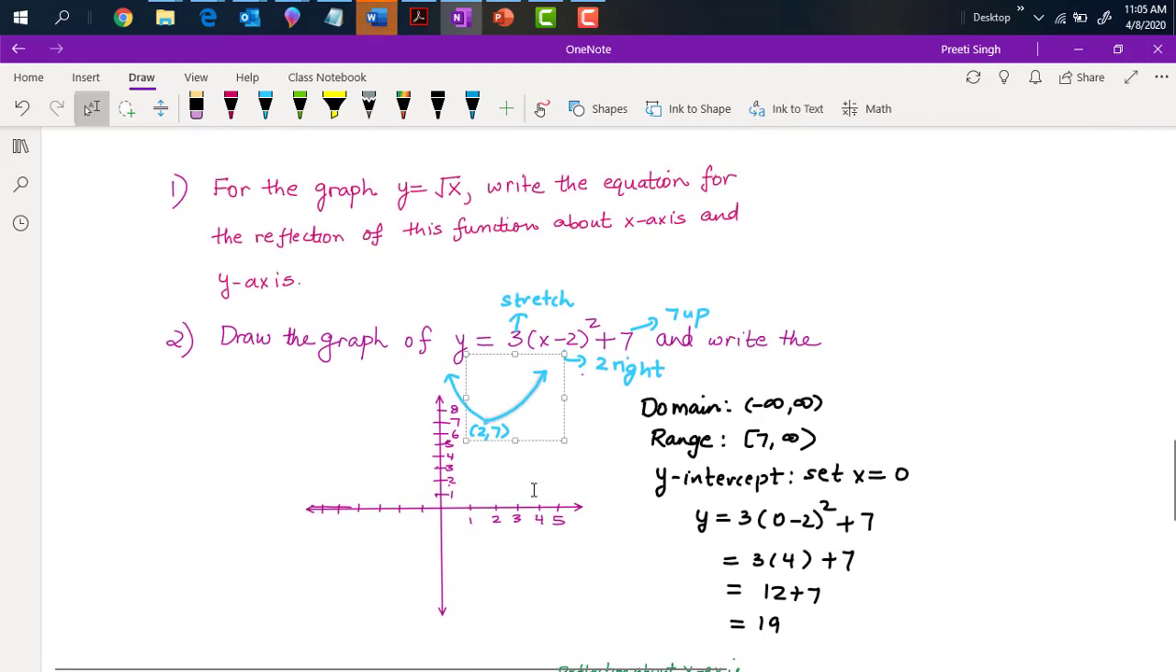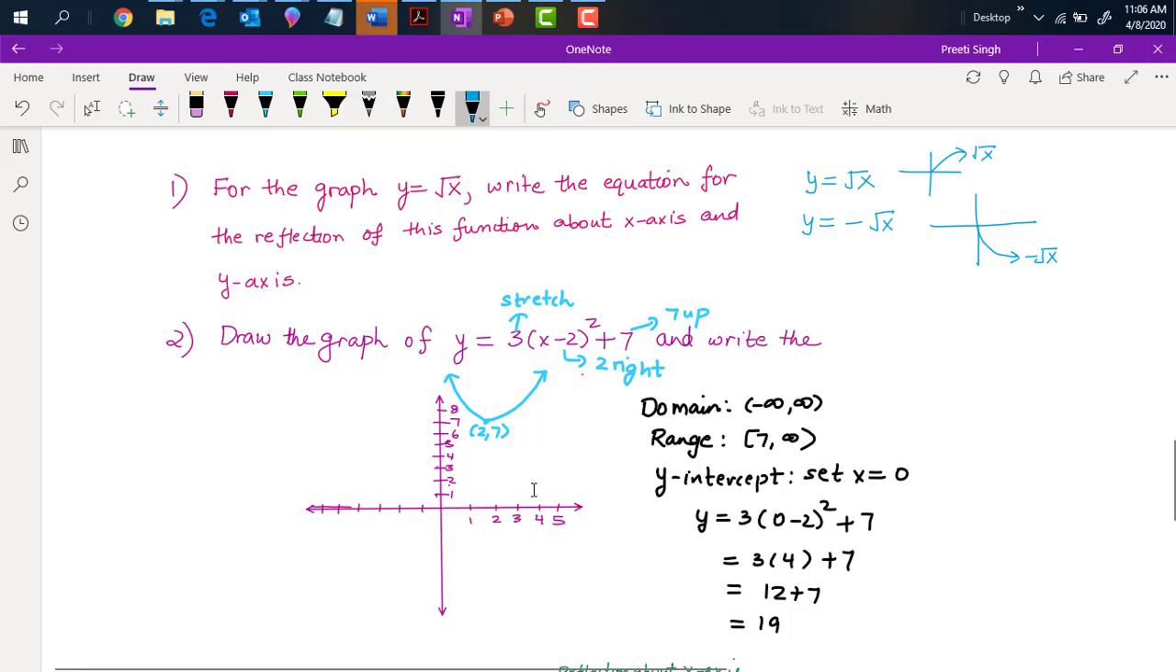Now let's look at another example right here. Problem 1 right here. For the graph, write the equation for the reflection of this function about x and y axis. So my function given is y equals square root of x. If I want to reflect about x-axis, I would simply do y equals negative square root of x. And your parent function looks like this. So reflection about x-axis will simply be this, negative square root of x.